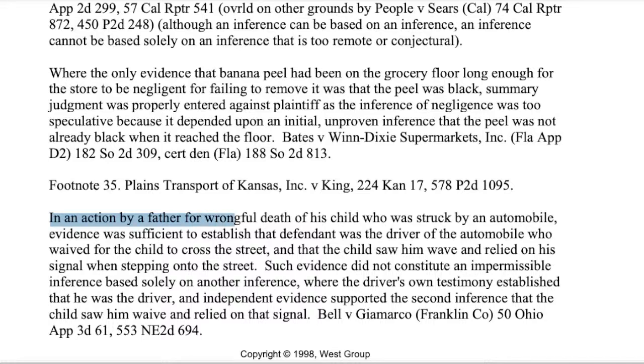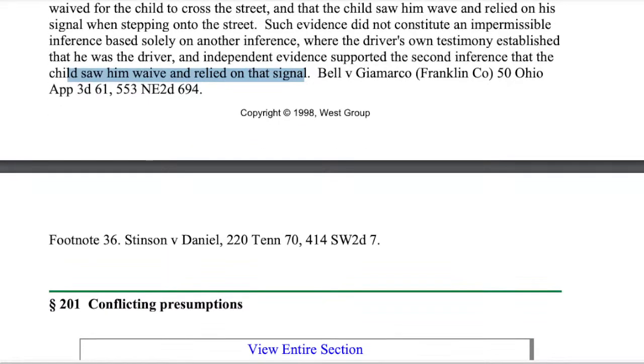In action by a father for wrongful death of his child who was struck by an automobile, evidence was sufficient to establish that the defendant was the driver of the automobile who waved for the child to cross the street, and the child saw him wave and relied on his signal when stepping onto the street. Such evidence did not constitute an impermissible inference based solely on another inference where the driver's own testimony established that he was the driver, and independent evidence supported the second inference that the child saw him wave and relied on that signal. Oh, geez. That sounds tragic.